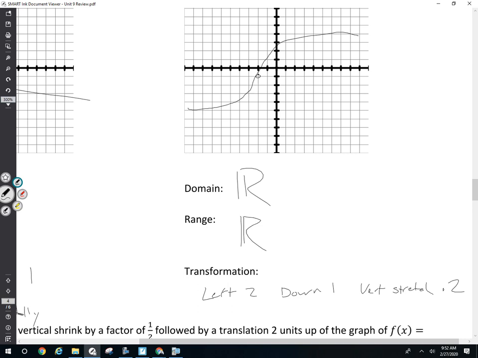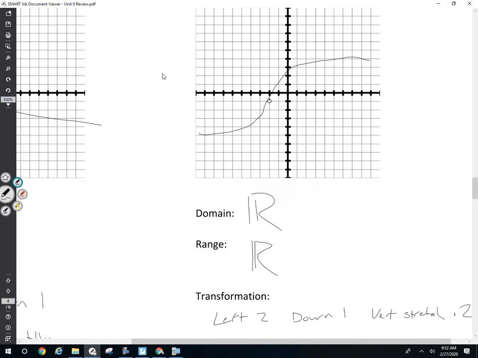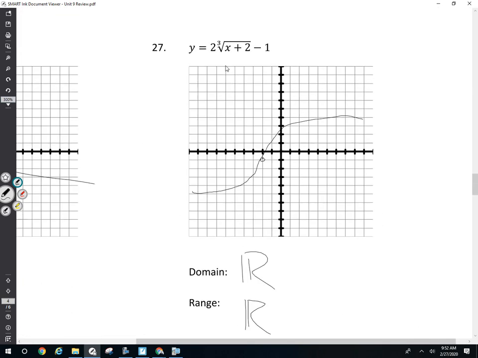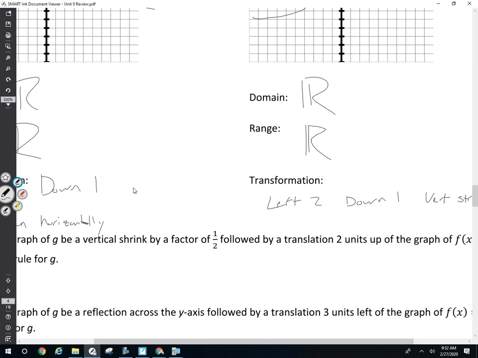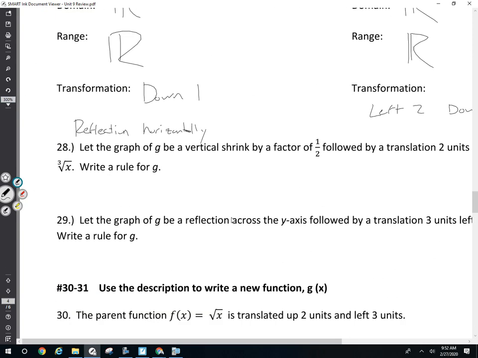Okay. And that's important, that this is a vertical stretch. We are stretching the y's because we're outside the function. This would not be a horizontal stretch. That'd be a vertical shrink.